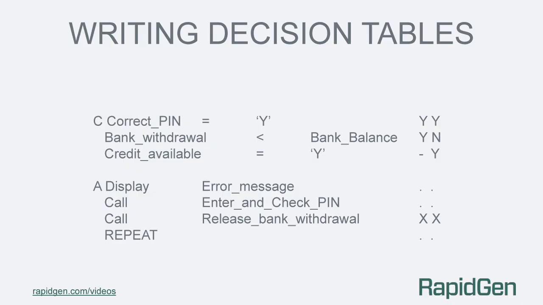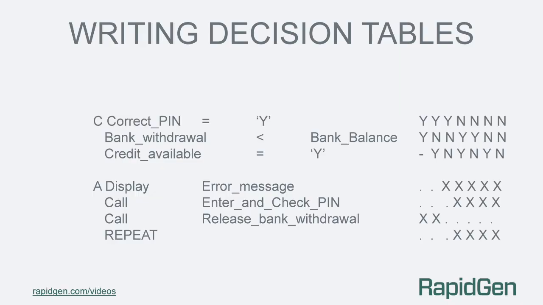For the next rule, the PIN must be correct, but there are insufficient funds in the bank. However, if credit is available, then money can be dispensed, giving the rule YNY, X. The third rule of the table: the PIN is correct, yes. There are insufficient funds, no. And no credit is available, no. So the action is to display an appropriate error message, X, and the other actions are not performed, hence dots.